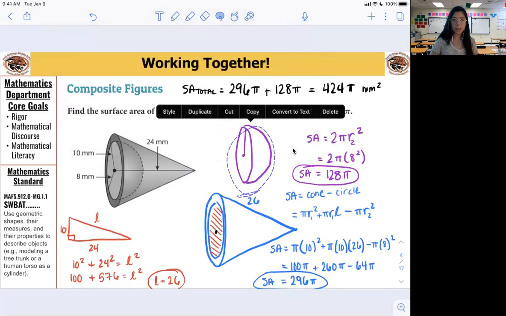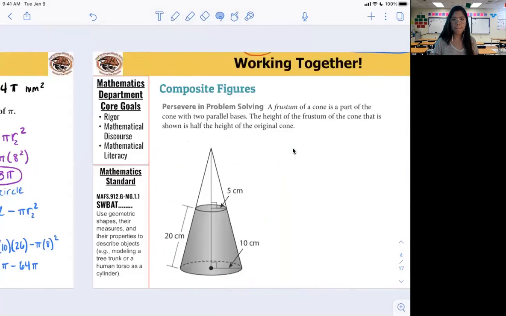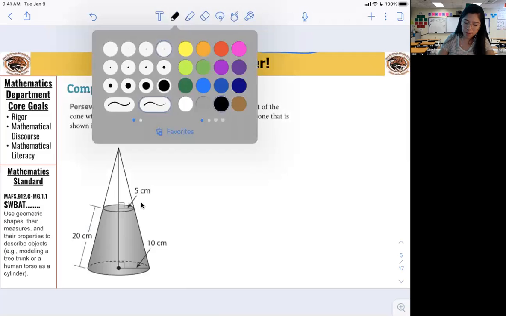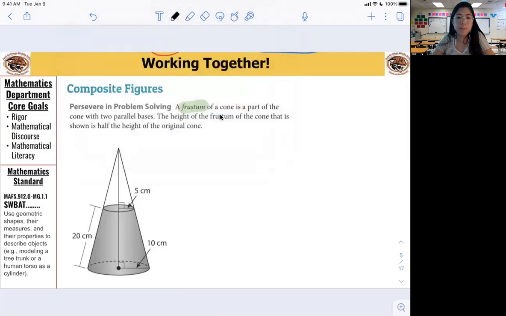Okay. Let's do one more. So here's an interesting situation. We have something that's called a frustrum. And the reason I wanted to do this problem is because you might see that word on a test or something, but this is explaining what it is.